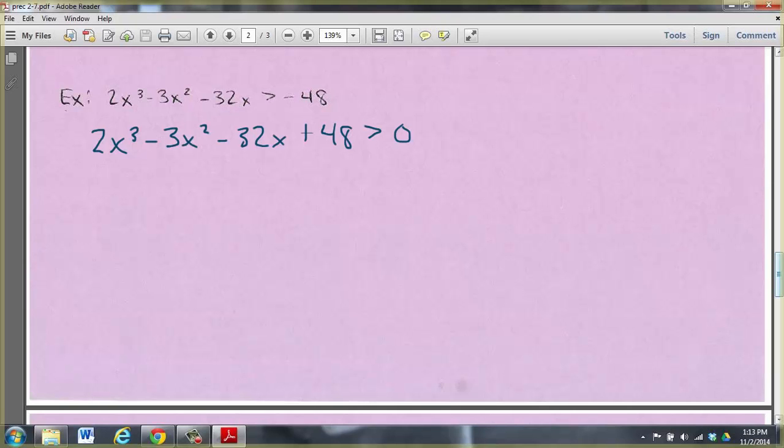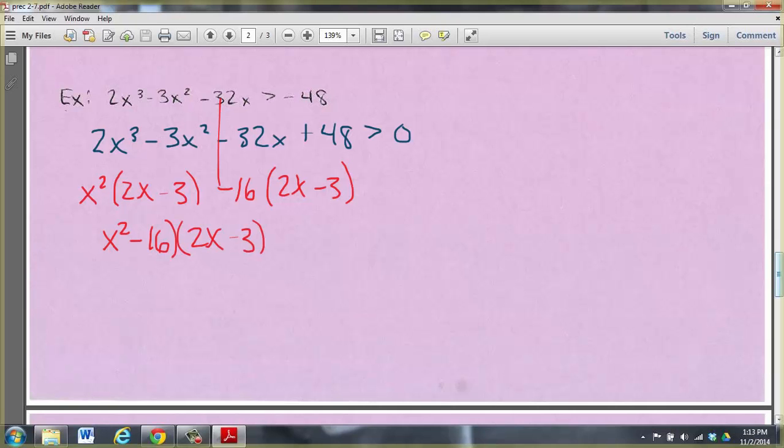Now we learned how to do synthetic division and all that to figure these problems out, but hopefully you guys can remember that we can split that in half. We got x squared times 2x minus 3 minus 16 times 2x minus 3. So we have x squared minus 16 times 2x minus 3. Of course, we want to break this down to x plus 4, x minus 4, 2x minus 3.